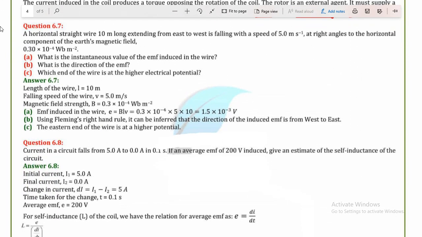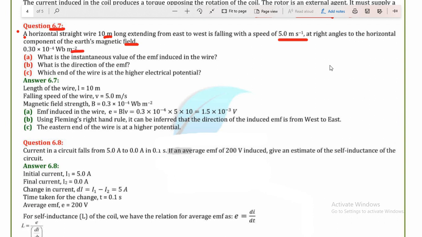Let's see the next question, that is question number 6.7. The question is, a horizontal straight wire 10 meter long extending from east to west is falling with a speed of 5 meter per second. So you can see there is a wire of 10 meter long extended from east to west, falling with a speed of 5 meter per second at right angle to the horizontal component of the earth's magnetic field, which is 0.3 into 10 to the power minus 4 Weber per meter square.